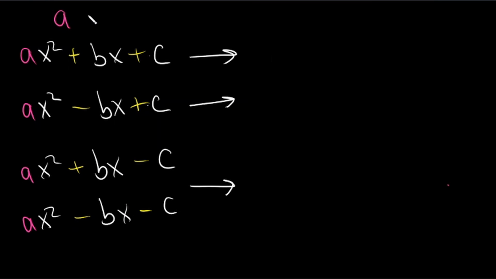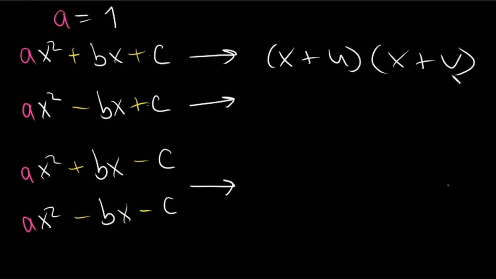Let's start with trinomials, where your leading coefficient is equal to 1. And let's look at some of the patterns you might see when trying to factor these. The first pattern is where your second and third term are both positive, and it will factor into two binomials that look like this. Well, let's use u and v as our variables here. So you'll have x plus u times x plus v.